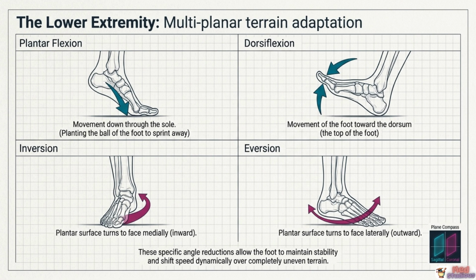Inversion turns the plantar surface of the foot to face medially, inward, allowing the foot to grip uneven surfaces. Eversion turns the plantar surface to face laterally, outward, allowing dynamic weight shifting. Together, these 4 movements allow the foot to maintain stability and shift direction at full speed across completely unpredictable terrain, a critical adaptation for both athletic performance and basic survival locomotion.